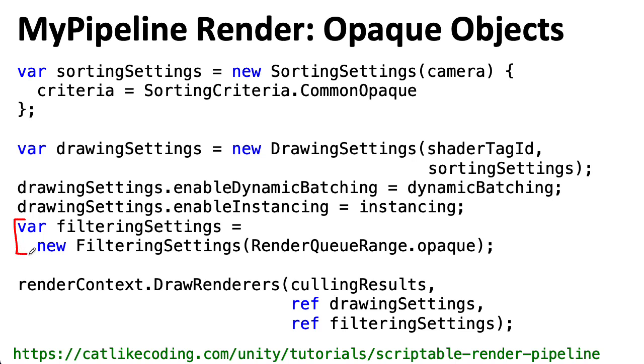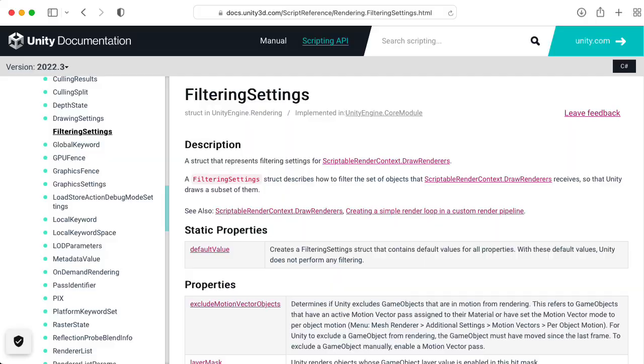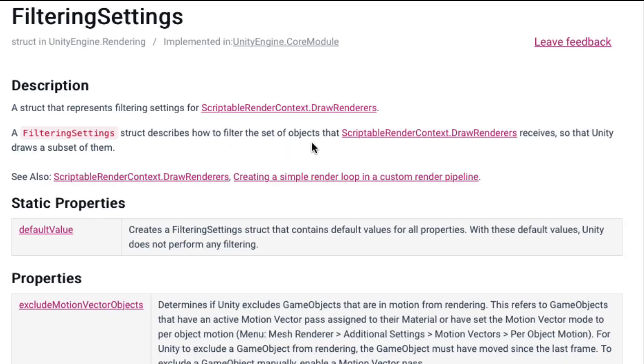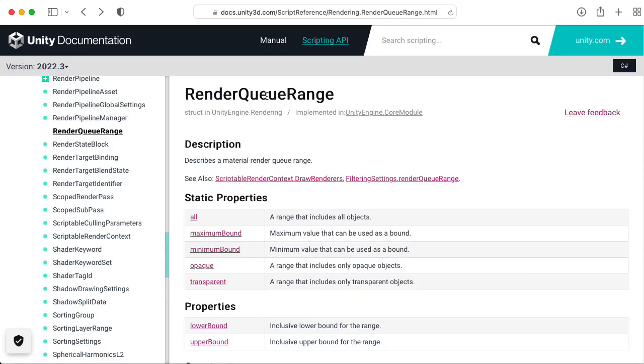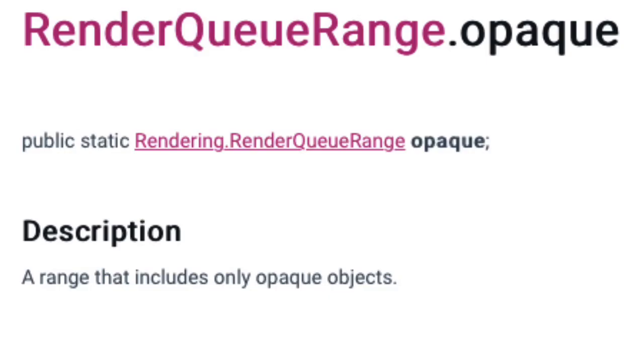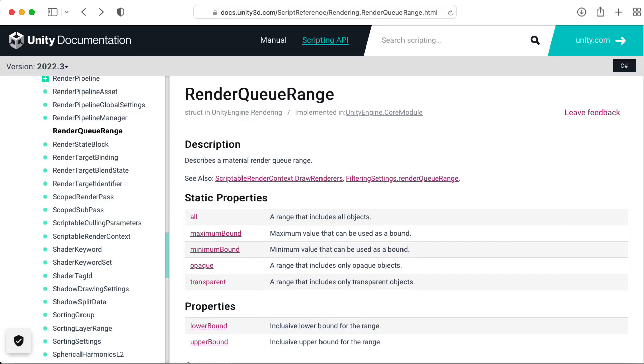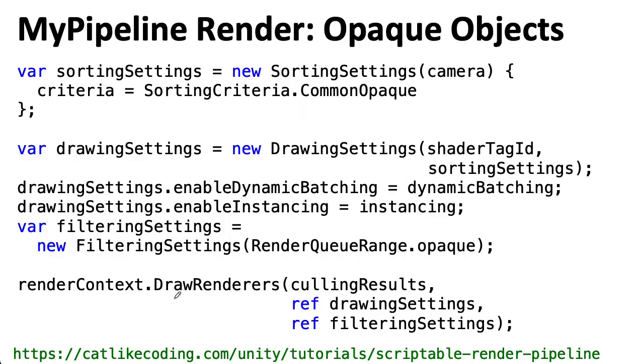And oh look, we need to create another variable. This time it's called filtering settings. So what are those? Let's see. A filtering settings struct describes how to filter the set of objects that ScriptableRenderContext.DrawRenderers receives so that Unity draws a subset of them. And we're giving the constructor the parameter RenderQueueRange.opaque. Let's see. RenderQueueRange. Static properties opaque. A range that includes only opaque objects. Okay, that was informative. I feel like it would be really helpful if the Unity docs would give us a little more context.